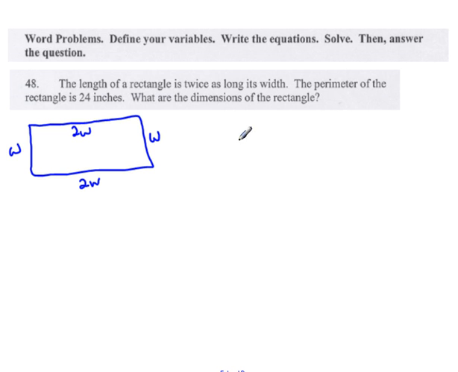So when I combine like terms, I get 1 plus 2 plus 1 plus 2 gives me 6W equals the perimeter 24. Divide by 6. And the width is 4 inches. Well, if the width is 4 inches, then what's the length? Well, 2 times 4 would be 8 inches.